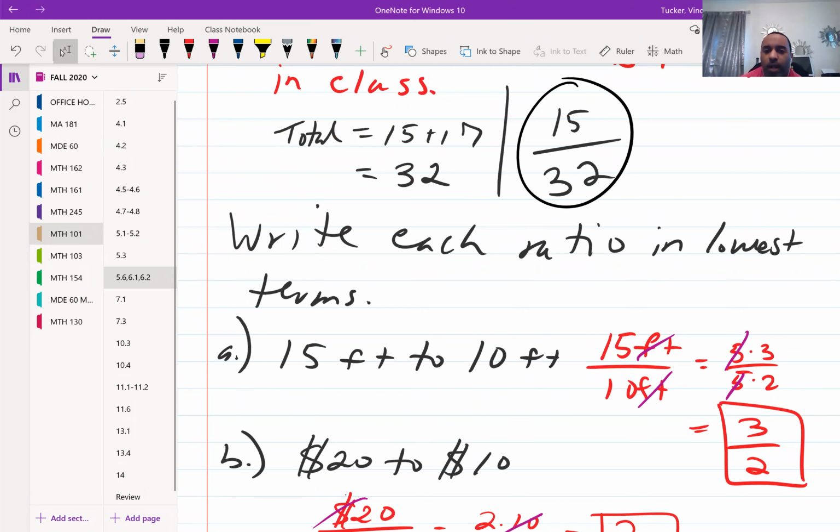All right, next one says write each ratio in lowest terms. First one, we have 15 feet to 10 feet. So you would do 15 over 10, 15 feet over 10 feet. Those units of measurement, feet, actually cancel out for us, and they're supposed to be in the same measurement because it's a ratio. So those feet cancel out, and then we're looking at 15 to 10 to see if anything can cancel out. And of course, that 5 would cancel, and that will leave us with 3 over 2 as our simplest ratio.